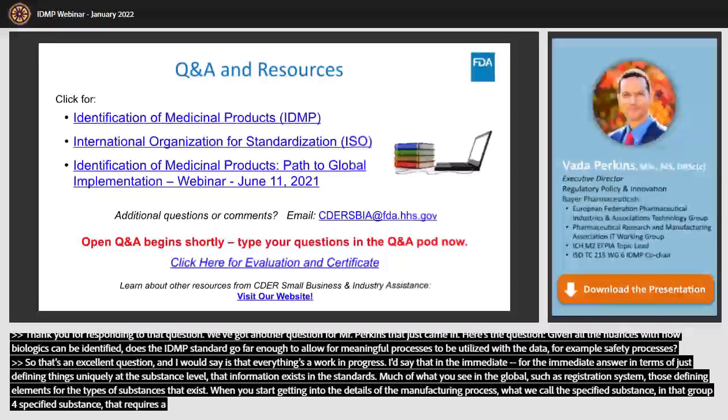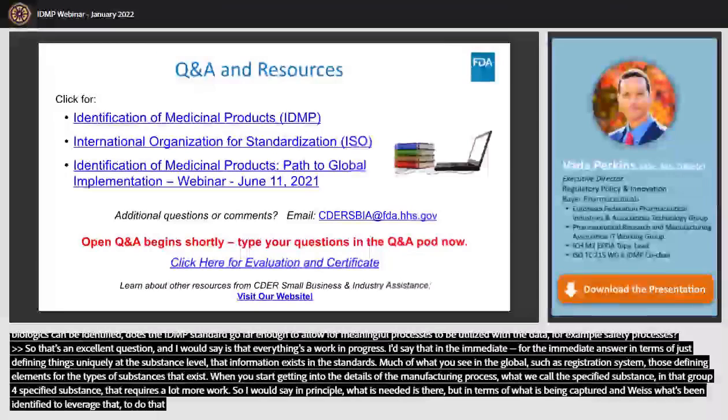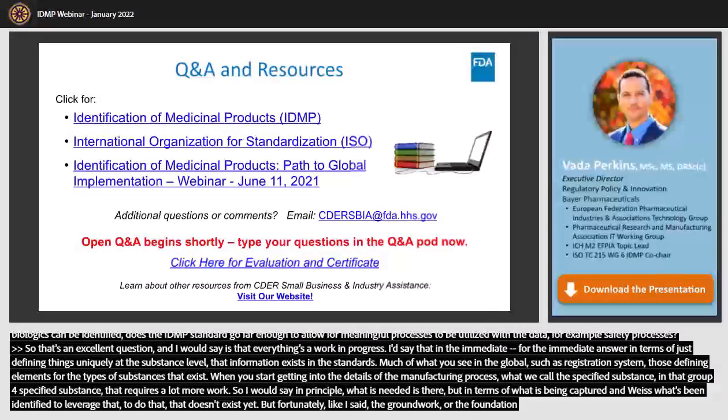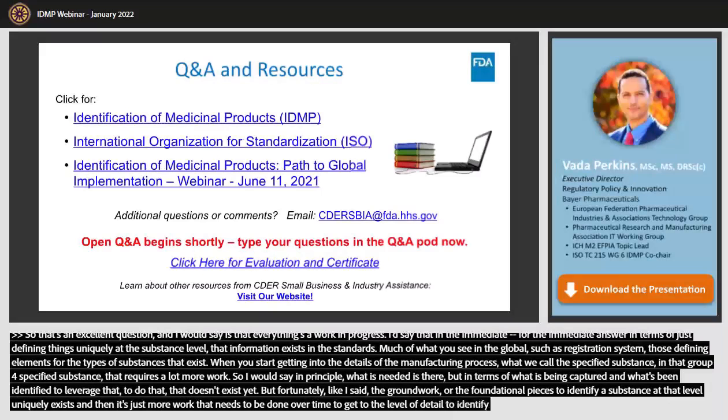So I'd say in principle, what is needed is there, but in terms of what is being captured and what's been identified to leverage that, that doesn't exist yet. But fortunately, like I said, the groundwork or the foundational pieces to identify a substance at that level uniquely exist. And then there's just more work that needs to be done over time to get to the level of detail to identify or represent what you're talking about.